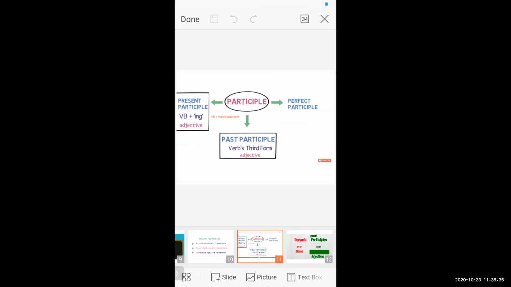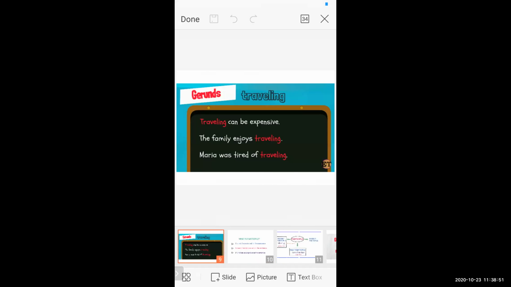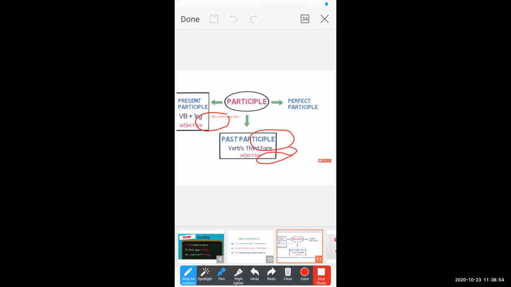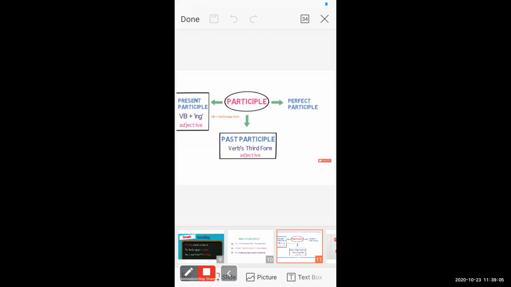Okay, a participle has three types: present participle, past participle, and perfect participle. But in this lesson, in this topic, we have to deal with only two: the present participle and the past participle. Okay, dear students, present and past.